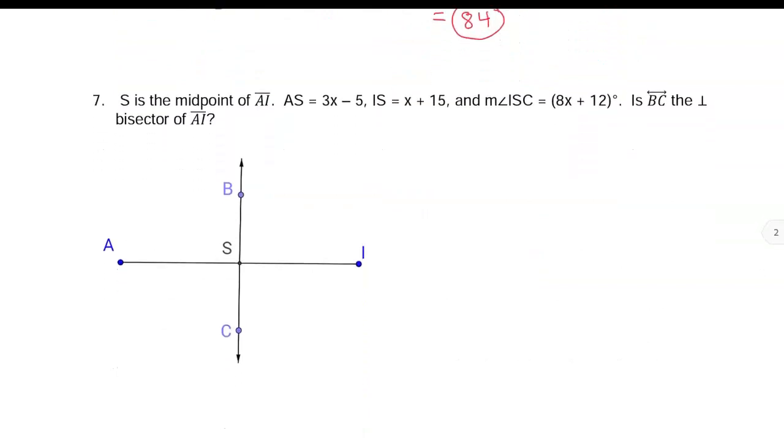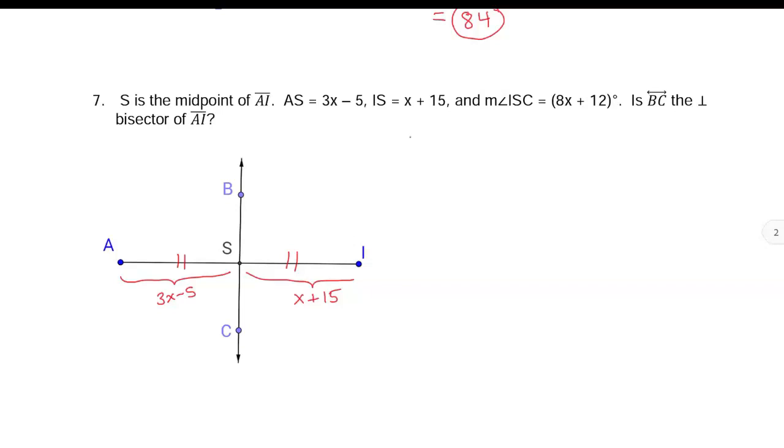Number 7. S is the midpoint of AI. Okay, they didn't give us a perpendicular bisector there. They just said that S is the midpoint. So let's mark S as the midpoint. That's telling you that S is the midpoint by marking the two segments congruent. AS is 3x minus 5. IS is x plus 15. This is good. Did you notice both of those segments are marked congruent? So we have a way to find x right now.